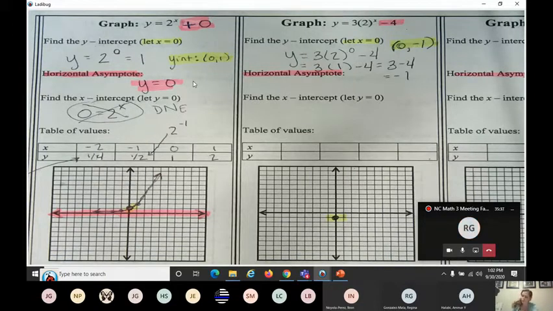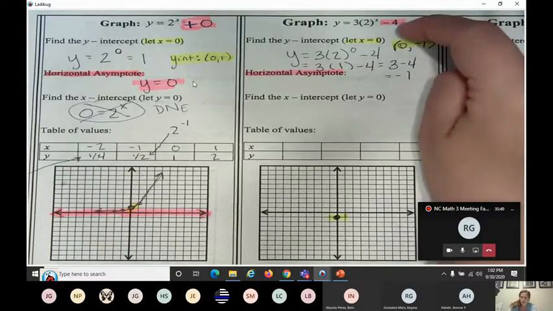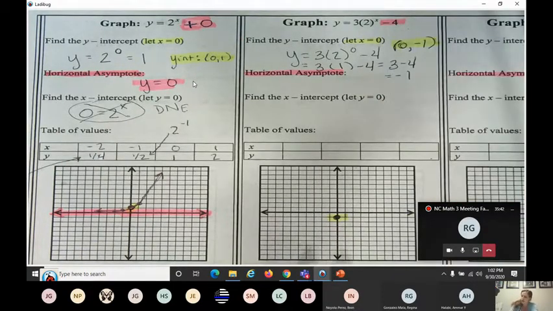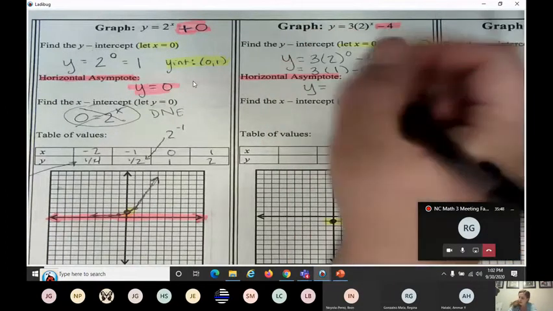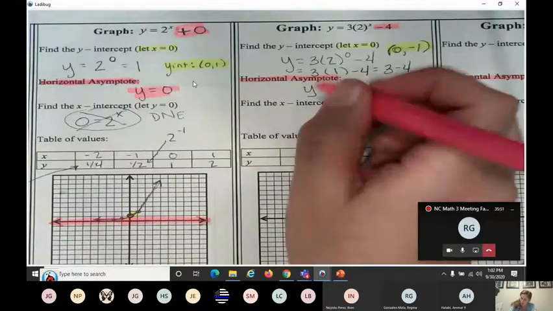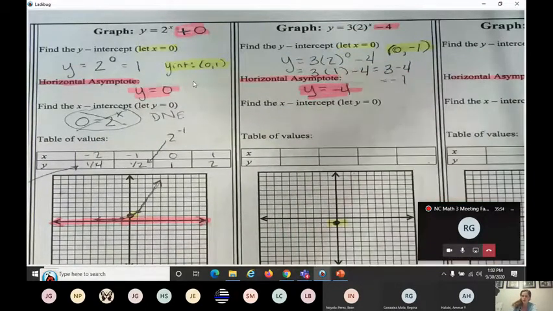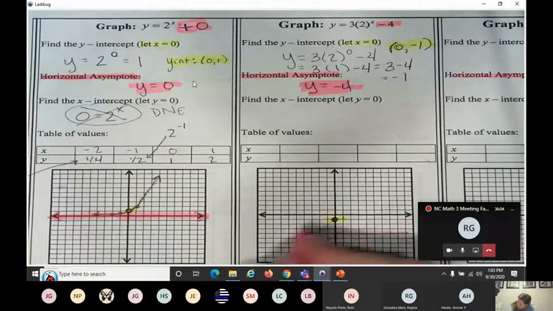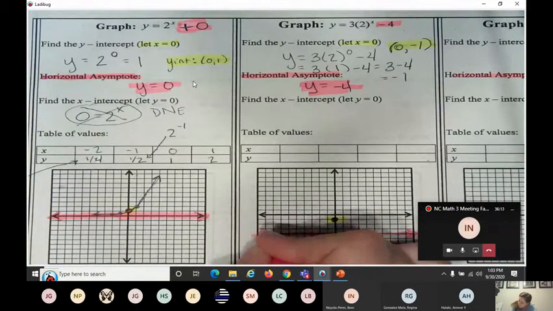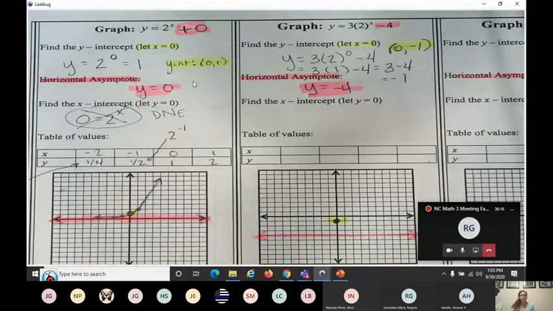Now the horizontal asymptote, remember, is defined by this value that we add or subtract from the exponential part. And we say that the horizontal asymptote is always y equals something. In this case, it's -4. So y equals -4 is my horizontal asymptote. So I'm going to find -4 on my y-axis. 1, 2, 3, 4. And I'm going to draw in a pink line for my horizontal asymptote right there. Okay, so that's my horizontal asymptote.